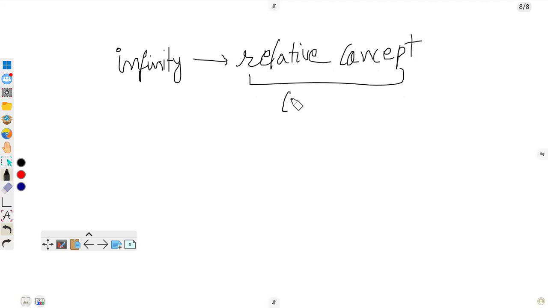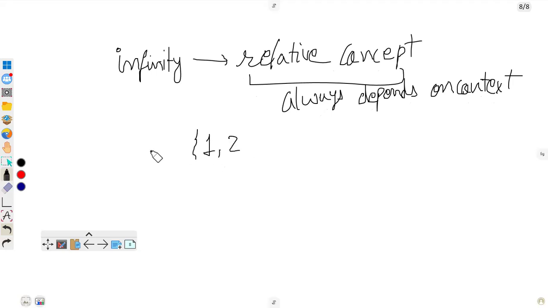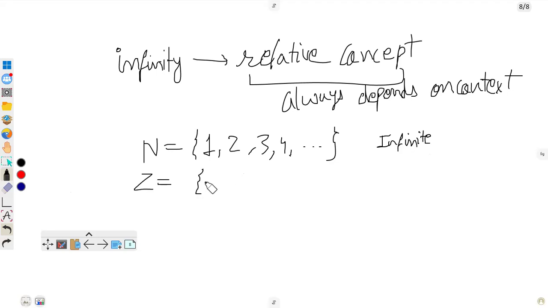This always depends on context, right? It will always depend on the context. So, for example, can anyone tell me how many natural numbers are there? Infinite. How many integers are there? Infinite.